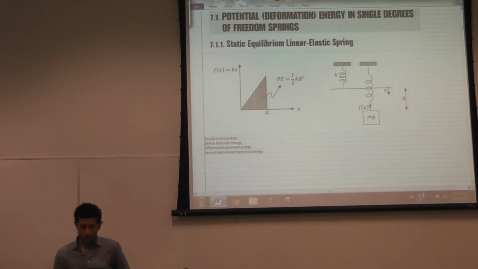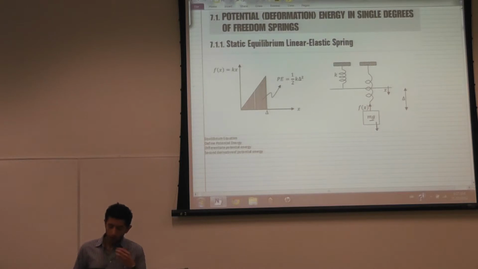Single degree of freedom system made out of a mass, mg, that's acting downwards, and let's say x is positive downwards, and a spring force that's equal to a function of x, and this function is linear. Every time I extend this spring with a distance x, I get a force that is a linear function of x equal to k multiplied by x, where k is the slope of that relationship.